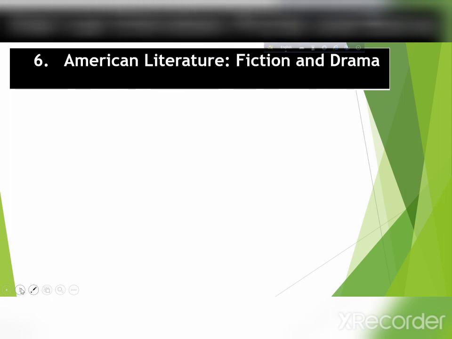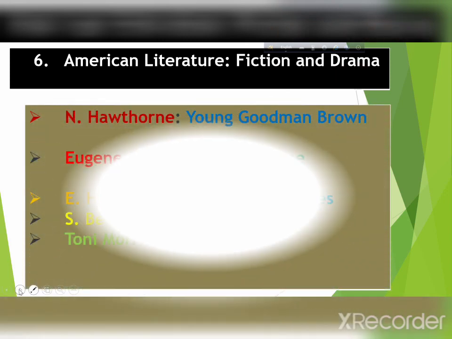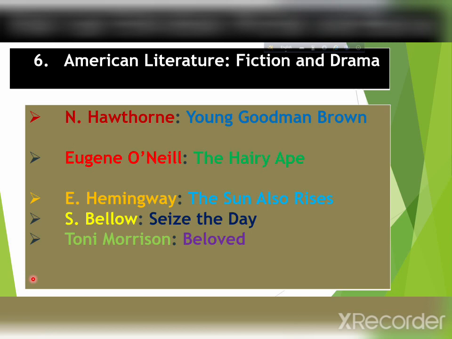The name of the next course is American Literature, Fiction and Drama. This course includes a short story, a play, and 3 novels. The first one, Young Goodman Brown, is a short story by Nathaniel Hawthorne, an American novelist and short story writer. Next, The Hairy Ape is a play written by Eugene O'Neill, an American playwright and Nobel laureate in literature.